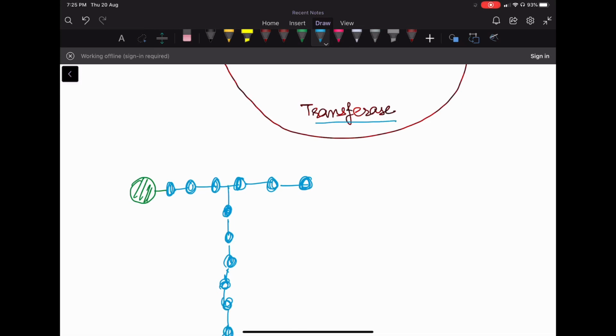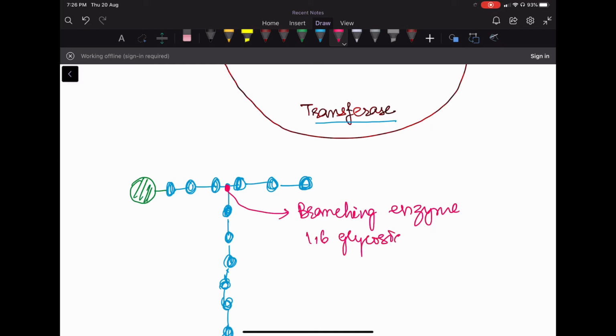Now there is a difference here. The attachment at the branching point is made with the help of the branching enzyme, and this linkage is a 1,6 glycosidic linkage.